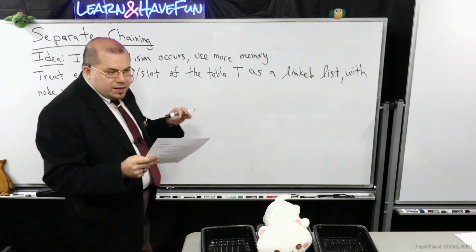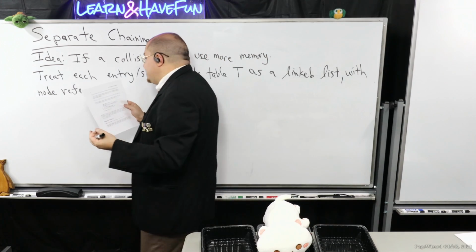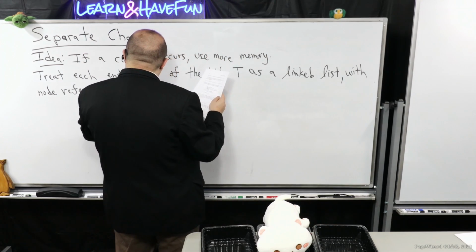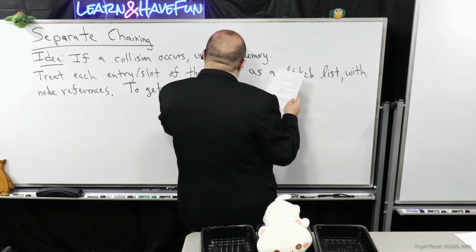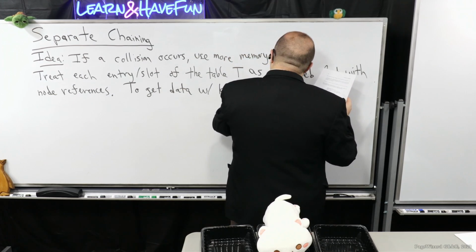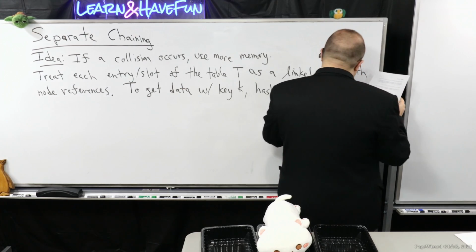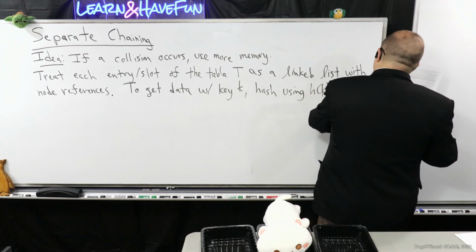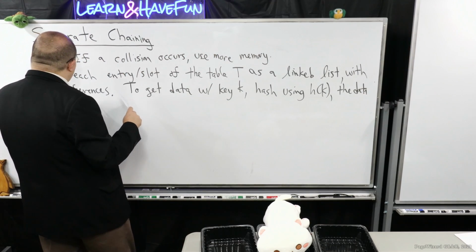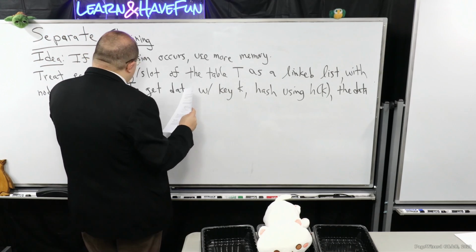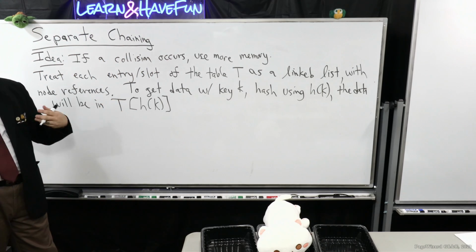So, for example, if I want to get the data with a given key, it'll be in one of the lists in this table. So to get data with key K, hash using H of K, and the data will be in T sub H of K. So you'll use this result to tell you where it is, but it will be in one of the lists.